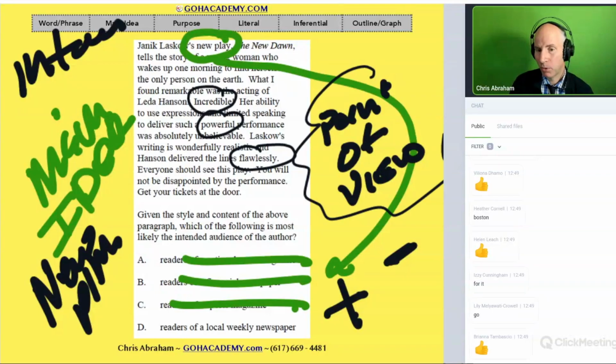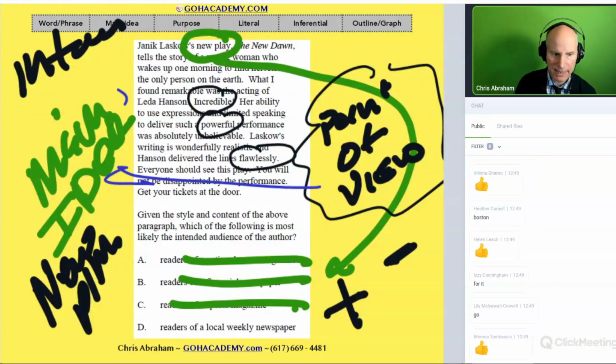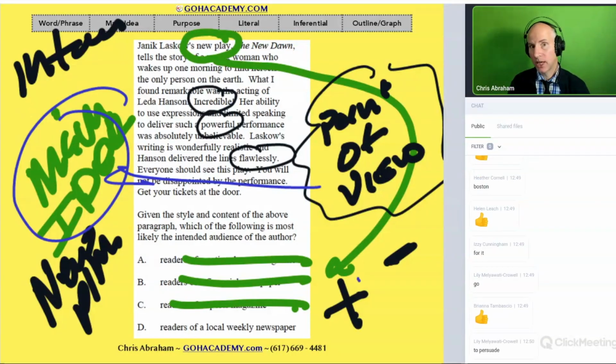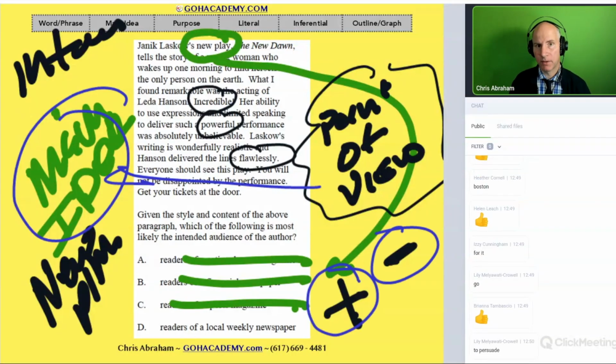So again, the author's point of view, just like the author's purpose, is on the main idea. It's just what is their 2 cents or opinion of the main idea. Are they for the main idea or against the main idea?